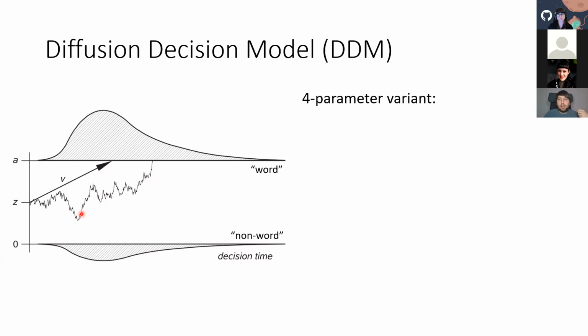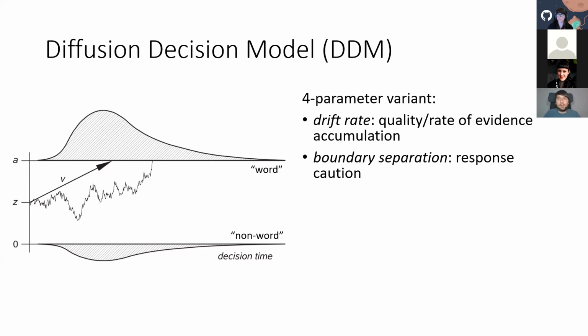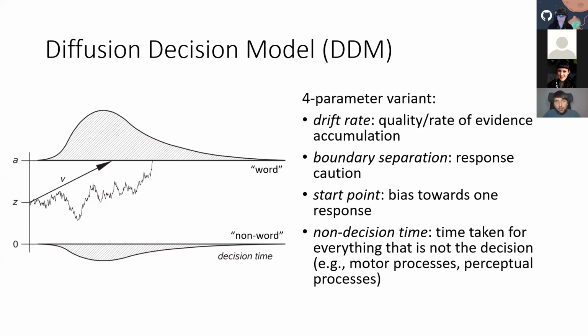In the basic variant, this model separates the observed behavior into four parameters. We have the drift rate, the quality or rate of evidence accumulation, and boundary separation, or response caution. If you change the instruction from accuracy to speed, this would affect the boundary separation: you accumulate more evidence when you want to be very cautious, leading to longer response times and a lower error rate. You also have the start point, which is the relative bias towards one of the two response options. And you have the non-decision time component, which is everything outside of this graph showing the DDM: motor processes, perceptual processes, and so forth.